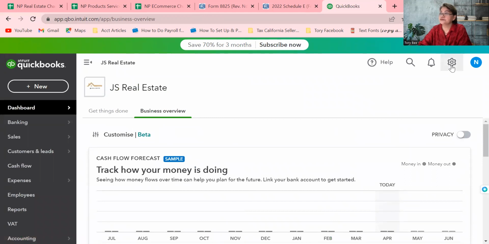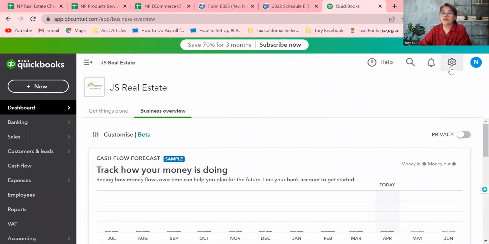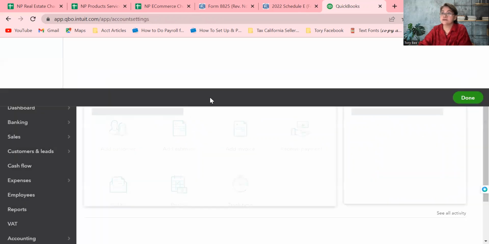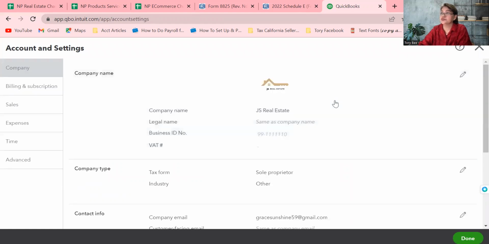Anyway, this is the gear icon or the cogwheel. I call it cogwheel actually. So we click it. We select accounts and settings to set up our QuickBooks account. Okay, just bear with me.